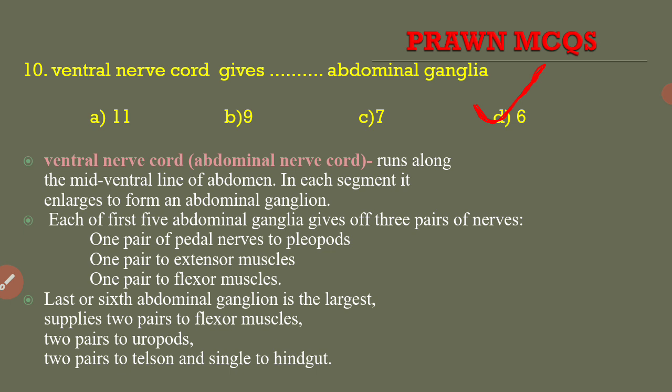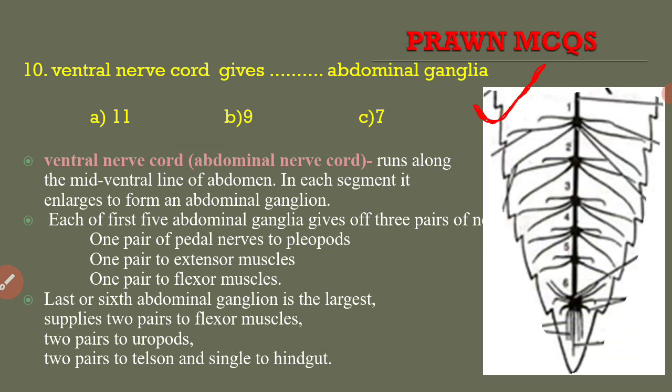So let us see the structure of the ventral nerve cord. The ventral nerve cord, which is also called the abdominal nerve cord, runs along the mid-ventral line of the abdomen, and in each segment it enlarges to form abdominal ganglia. Out of the 6 abdominal ganglia, each of the first 5 abdominal ganglia gives off 3 pairs of nerves.